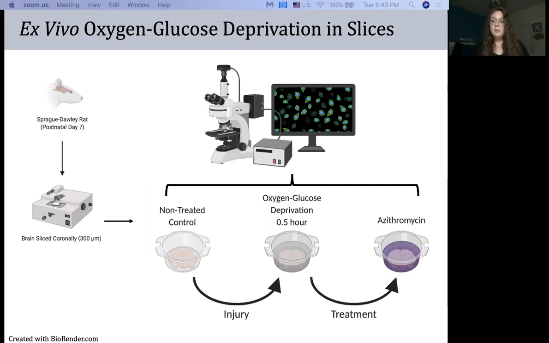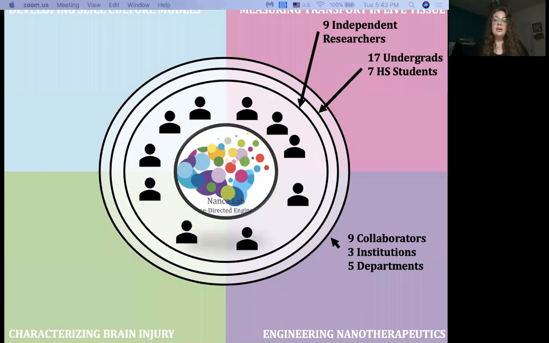Additionally, for this paper with these three treatment groups trying to understand oxygen glucose deprivation in ex vivo slices, it took our lab 9 independent researchers that train or work with 17 undergrads, 7 high school students, and have trained, worked with, or used the materials or equipment of 9 collaborators across 3 institutions and 5 individual departments.